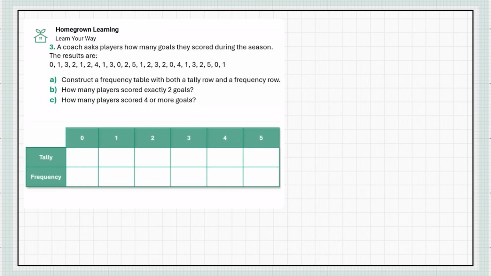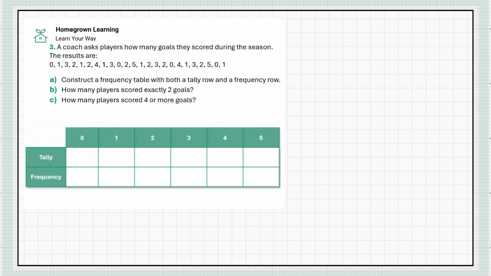Alright, welcome back. Now we're going to be looking at some more frequency distribution tables, but ultimately now we're going to make the tally ourselves. Previously the tally was done for us, but now we just need to go through and record all our results first from our data, and then ultimately from the tally determine the frequency.